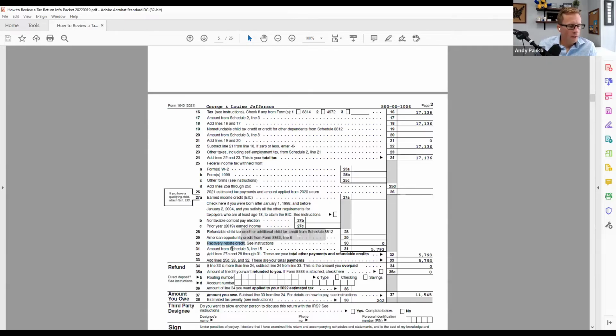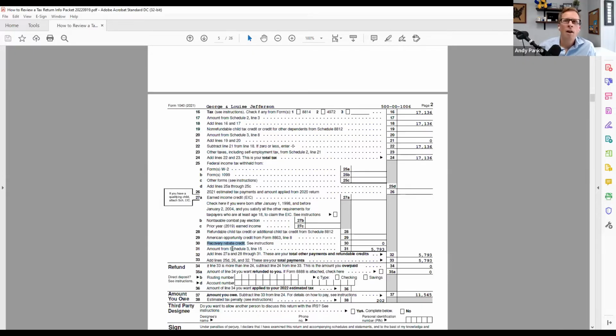Line 31, amount from Schedule 3. Why is this here? Well, there's a few other tax credits that may help reduce the client's tax obligation. For example, a fairly common one for those on Affordable Care Act insurance is, again, the subsidies they can get. Recall I said before, if they got too much subsidies paid throughout the year because they underestimated the income figure they gave the government, they'll have to pay back some of those credits they got.